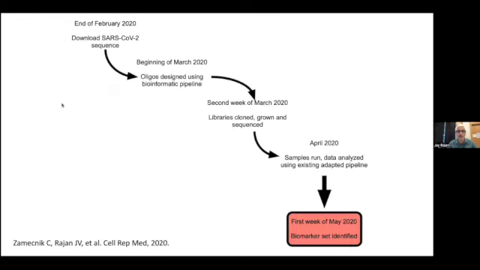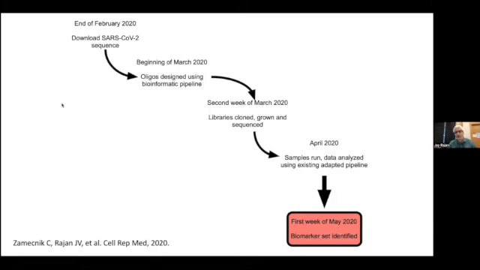And I just want to emphasize how quickly we were able to do this. COVID really started to impact all of us by the end of February. And the sequence was up. And so I downloaded the sequence at the beginning of March 2020.